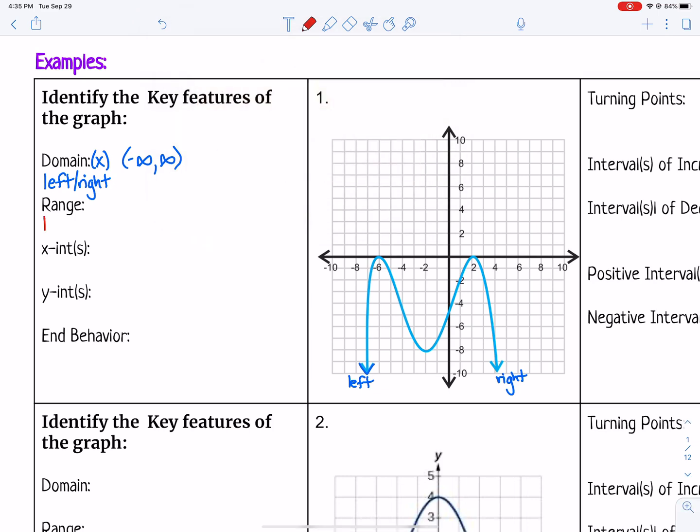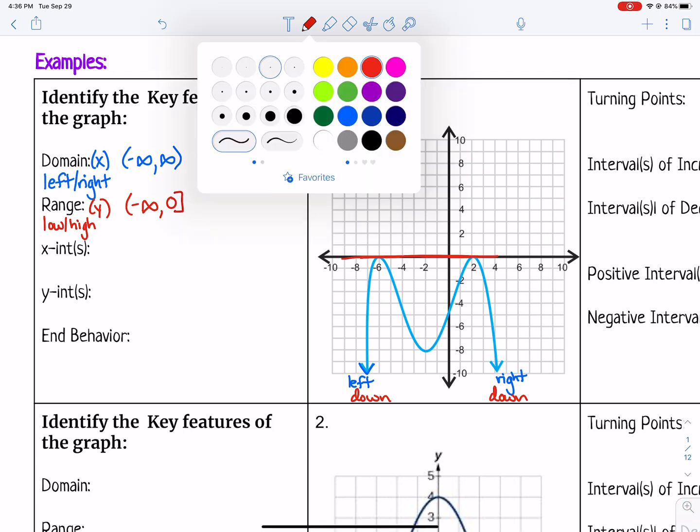The range is the lowest y value to the highest y value. So you think of how low the graph is going, and it is going down on both ends of the graph forever. So that's negative infinity is our lowest point on the graph. And it goes up to where y would equal 0, but it doesn't go past the 0. And then it's equal to 0, so put a bracket with the 0.